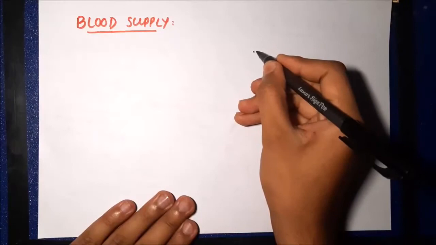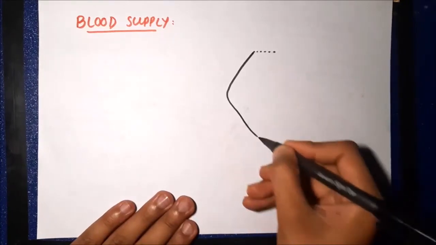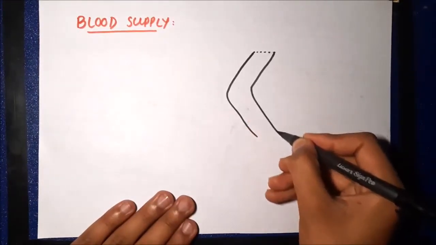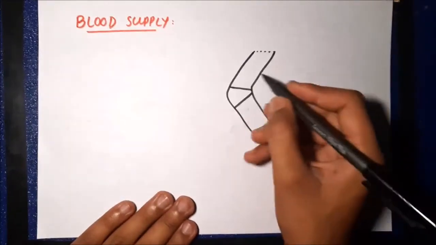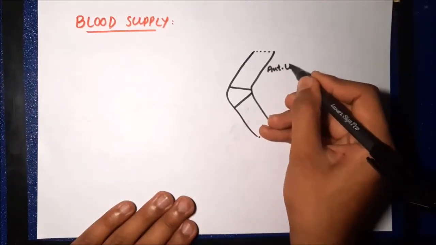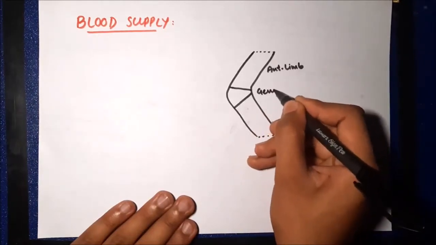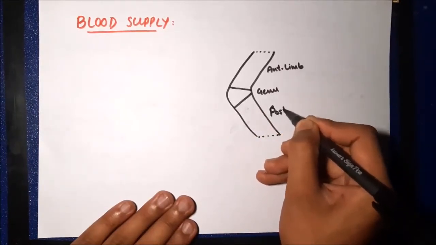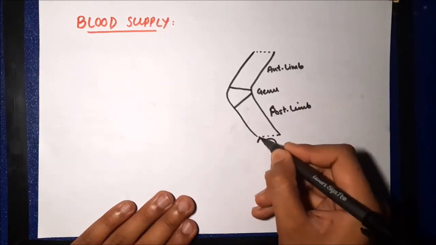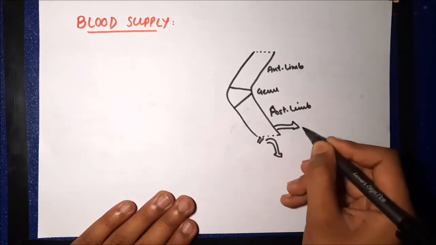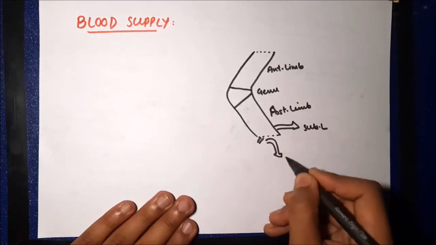Let us discuss the blood supply of the internal capsule. For that, let me draw this diagram of the internal capsule showing anterior limb, genu, posterior limb, the retrolentiform part, and the sublentiform part of internal capsule. So this is anterior limb, genu, this is posterior limb, this is the retrolentiform part, and this here is the sublentiform part of internal capsule.